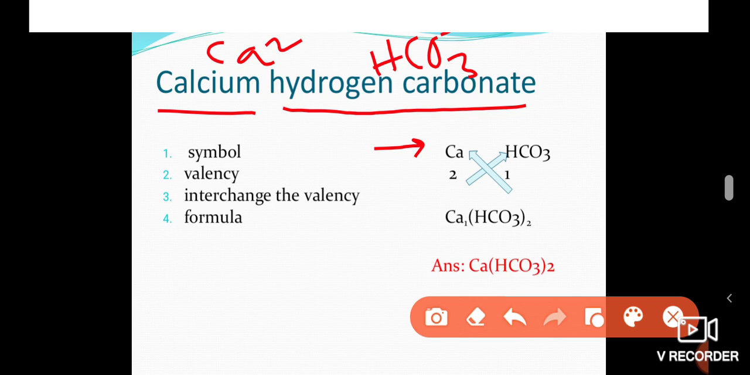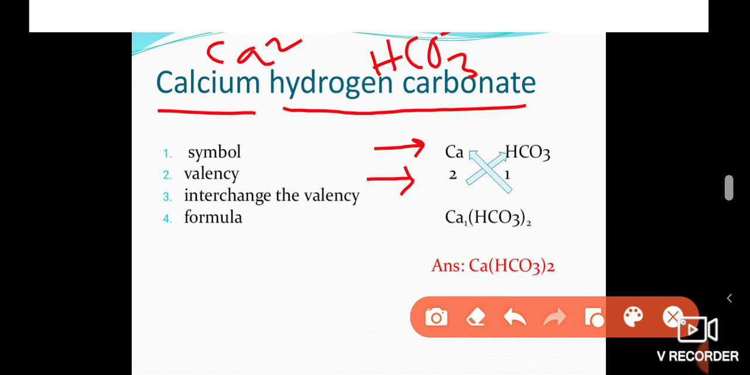The symbol of calcium is Ca. The symbol of hydrogen carbonate is HCO3. Next, the valency. Calcium is Ca2 plus. Now what is the valency of calcium? 2. Hydrogen carbonate is HCO3 minus, which denotes the valency 1.